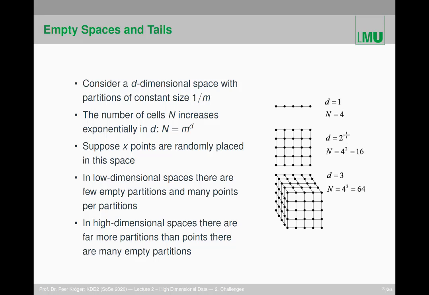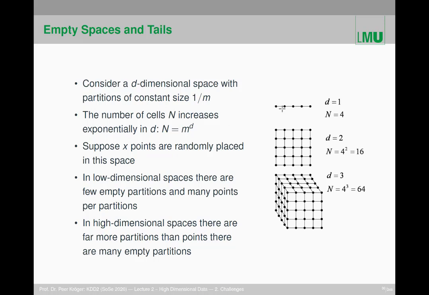The growing space has not only a growing hypothesis space, but you also have a lot of empty spaces, and the impact on the tails distribution is also huge. So consider this one here. If we have a d-dimensional space with partitions of constant size, the number of cells, of course, increases exponentially. You probably know that. So the number of cells is m to the power of d. M is the number of partitions you spend along each attribute.